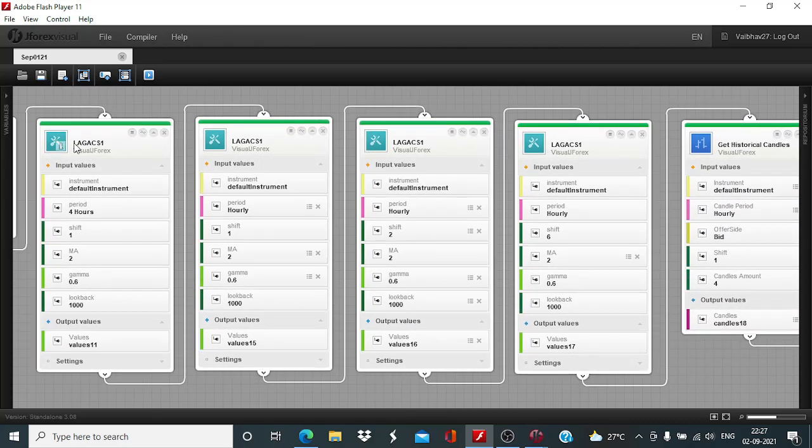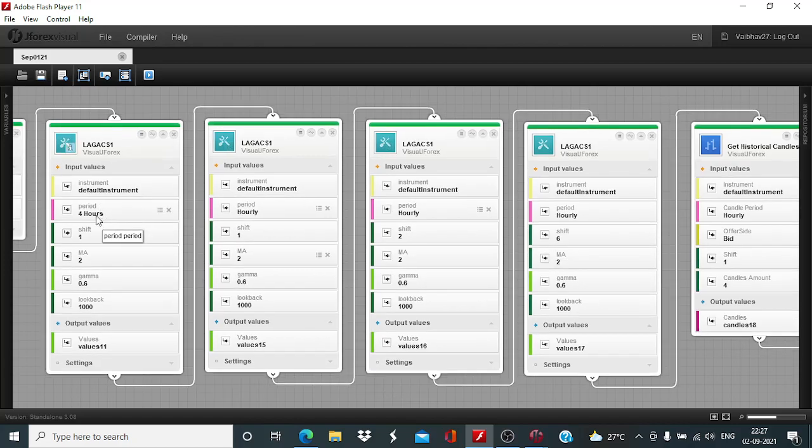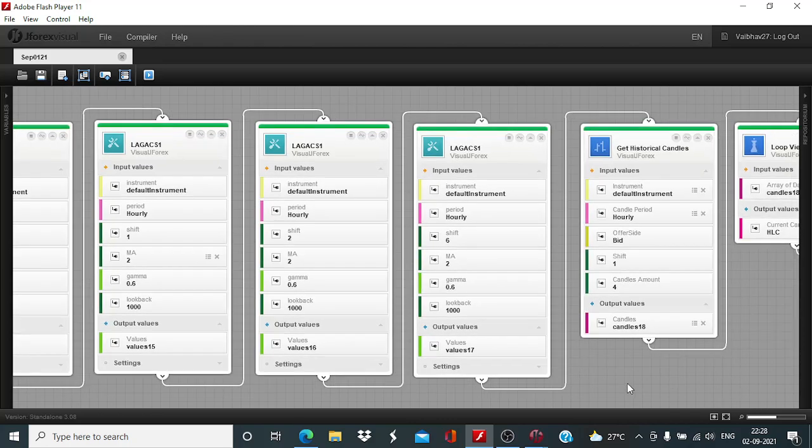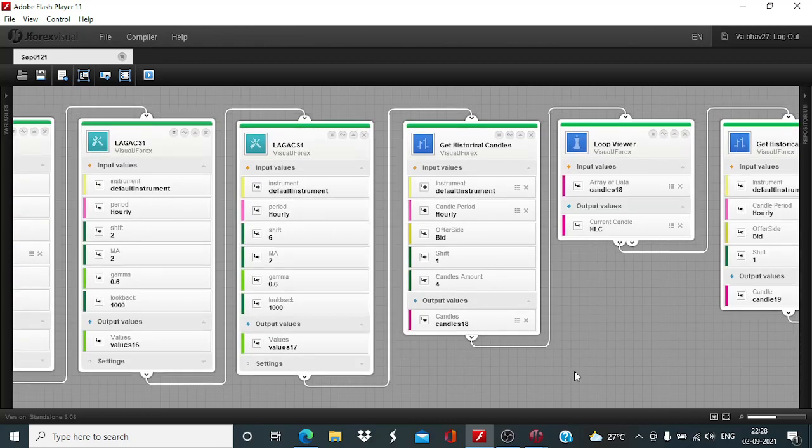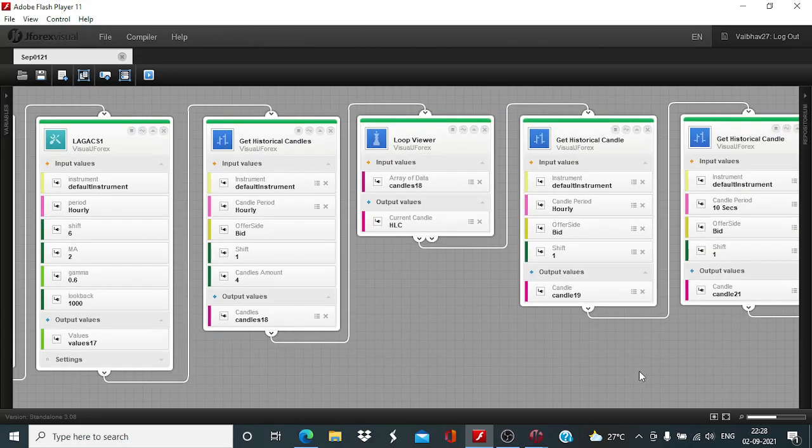The blocks have been added, 4 blocks of Laguerre ACS with varying time period and shift values. The first one is of 4 hourly candle period and the latter 3 are of hourly each. The difference is in these shift values. The look back period here is 1, in this case 2, and for this candle it is 6, and I will be explaining to you why that is the way.